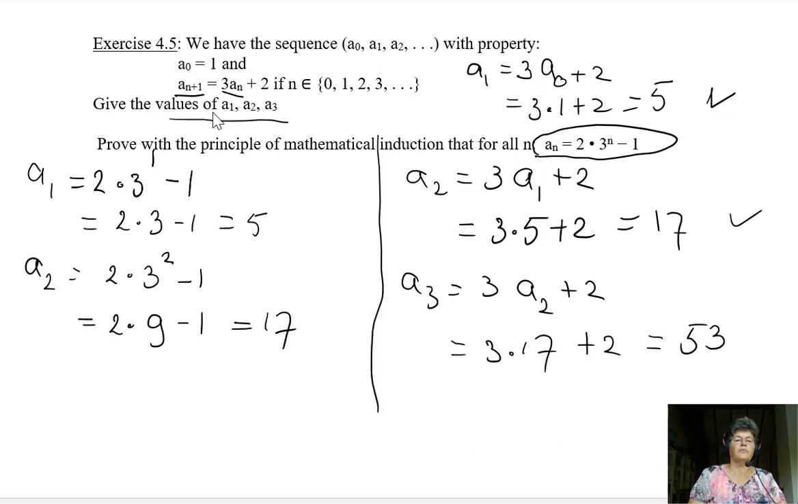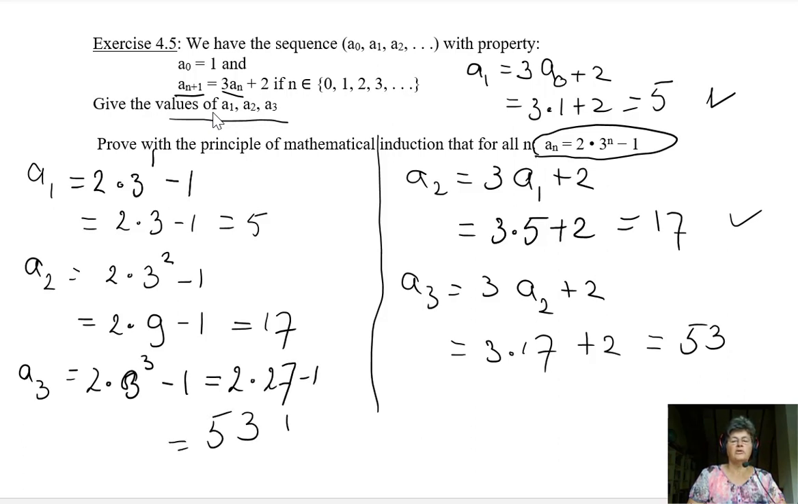Check. And A3, I'm quite confident that this will work. That would give us 2 times 3 to the power of 3 minus 1. So that would give us 2 times 27 minus 1, and indeed 53. Check. And so, okay, we're quite confident that what they tell us is true. So let's try to prove it with the help of mathematical induction.